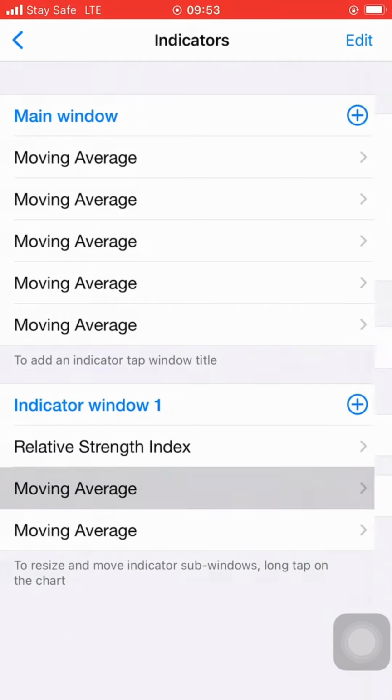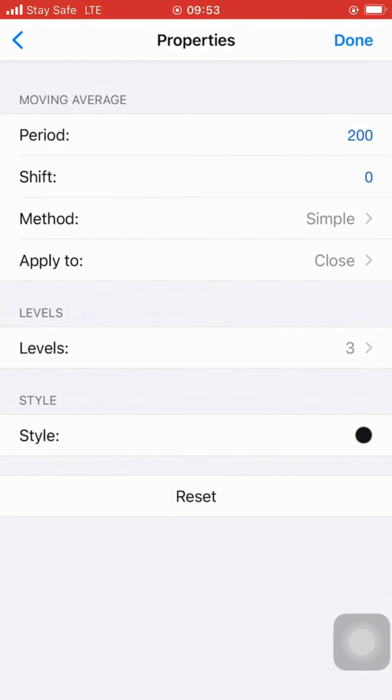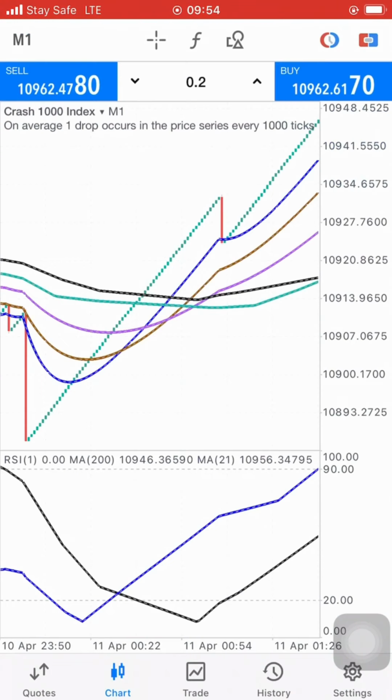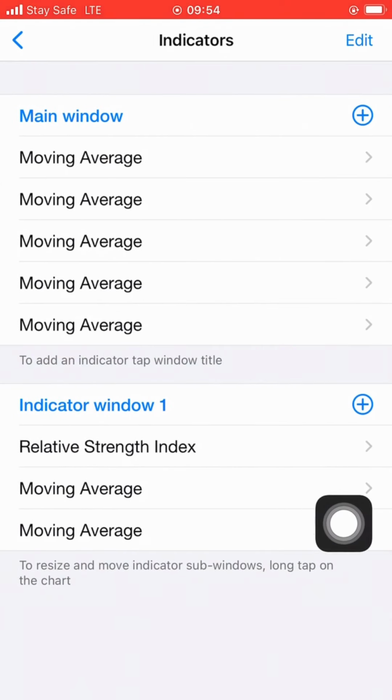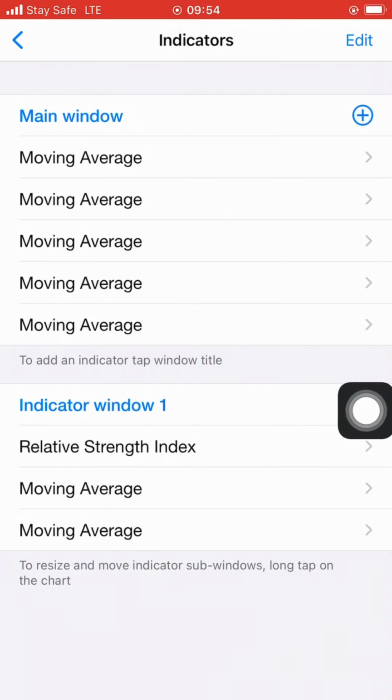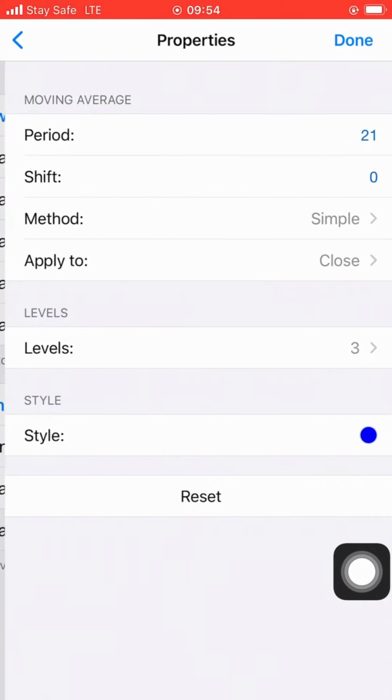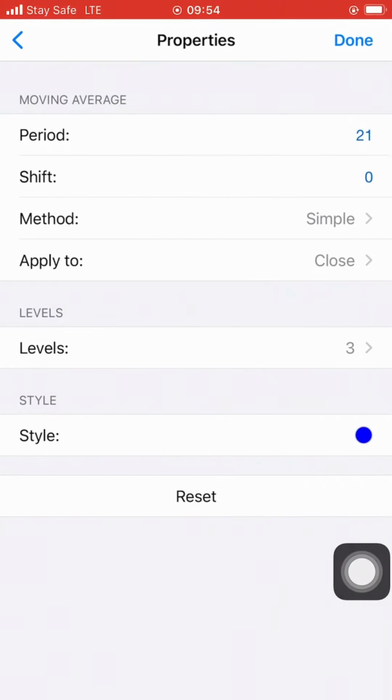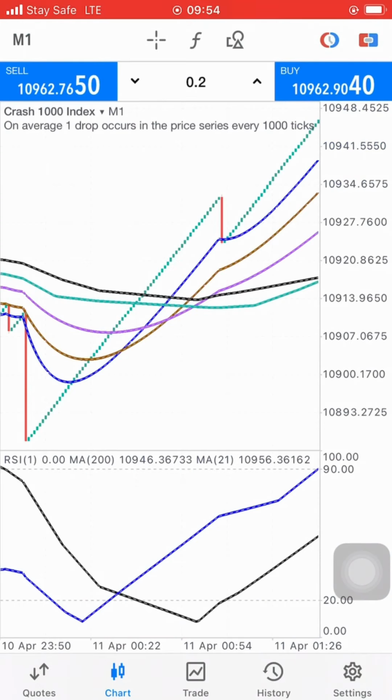Then for the moving average, we are using moving average 200, shift 0. Method is simple. Apply to close. Level should be 3. I'm using black color for the 200 moving average. If you want to add the moving average on the RSI, don't click on the main window, click on indicator window 1 here to add your moving average. Then the second moving average is moving average 21, shift 0. Method is simple. Apply to close. Level should be 3. I'm using blue color for this 21 moving average. Then done. That is the settings, and this is how it will look.